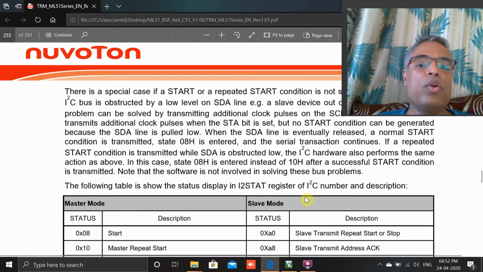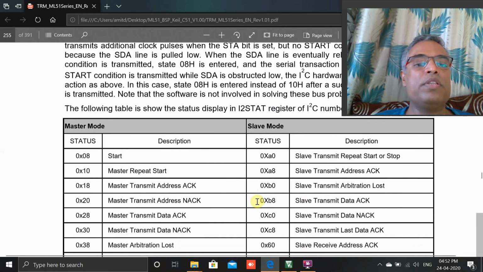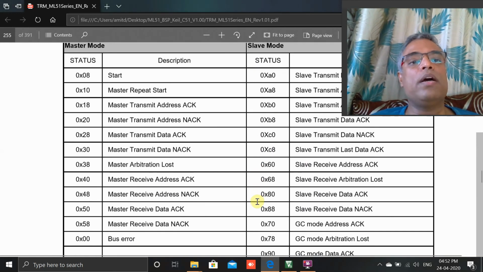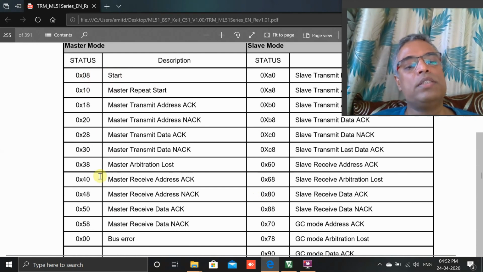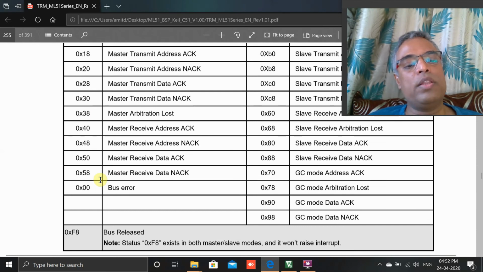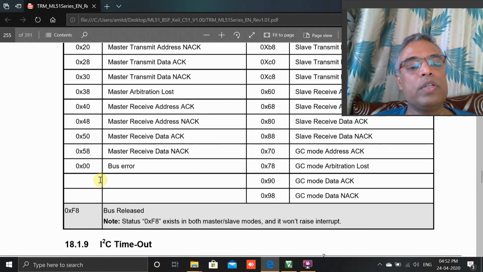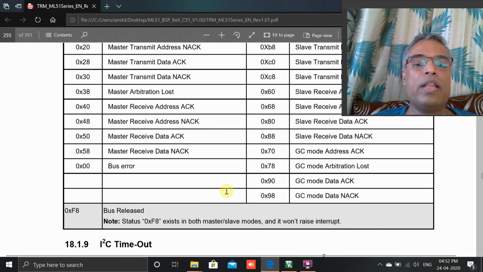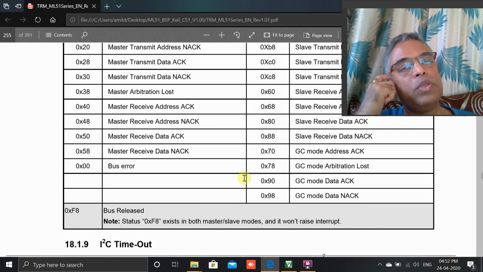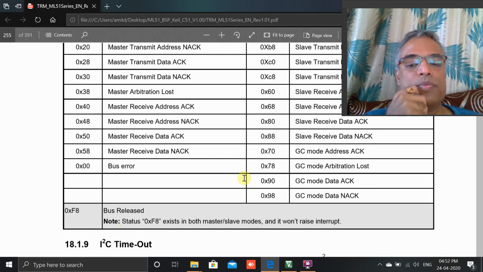Okay, now looking further, here you have a table which lists out all the possible status codes. That is, start is 0x08, repeat start is 0x10. Very handy table this, because this shows you all possible status codes. Okay, and then F8 is bus is released, and like I told you, after you generate a stop condition, you get F8. That means the bus is released and you're done with whatever you have to do.